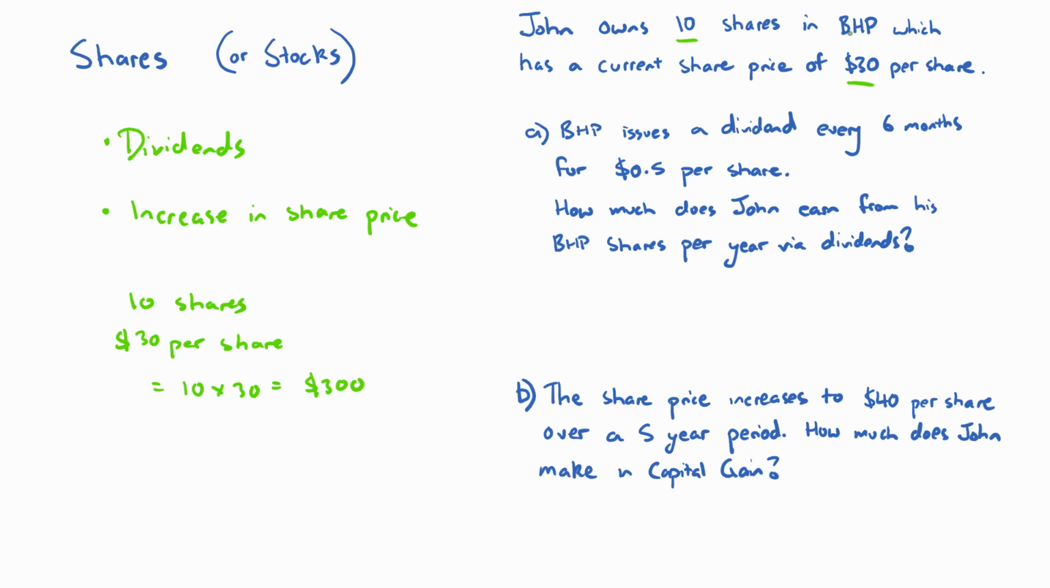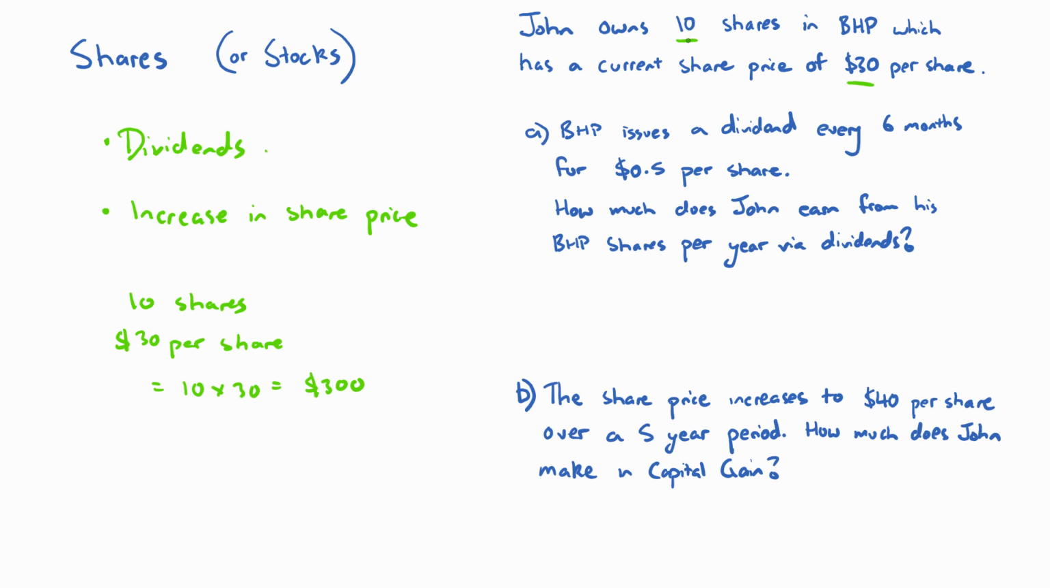That's how much is invested into BHP, but it's known as owning 10 shares at a current market price, which is on the Australian Stock Exchange, of $30 per share. A couple of questions here. The first one is about dividends, and the second one is about an increase in share price, otherwise known as a capital gain. So the first one: BHP issues a dividend, issues just a bit of a fancy word for pays out to their shareholders, every 6 months of 50 cents per share. How much does John earn from his BHP shares per year via dividends?